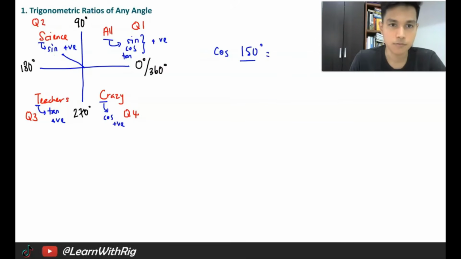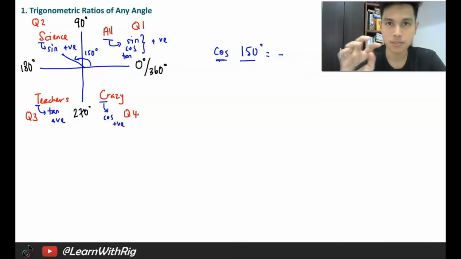Sorry, from here all the way to here, 150. Okay, so because it is in the second quadrant, in the second quadrant only the sine value is positive, correct? So since it's a cos, you're using cos, you'll get a negative answer. Okay, I'll teach you guys how to solve this kind of question later, but I just want you all to know this. Okay, all science teachers are crazy.